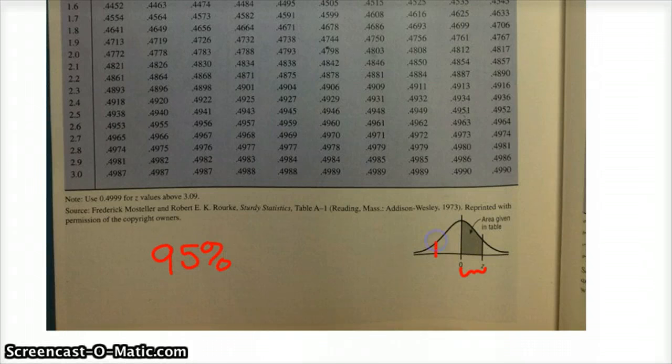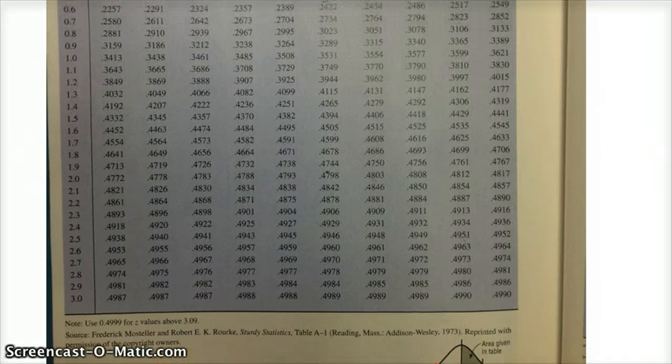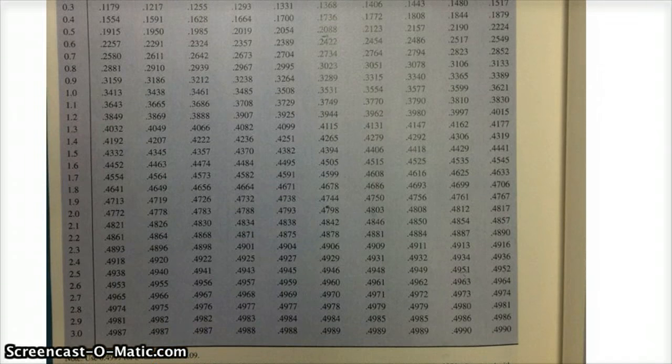So that's really from here to here for 95%. Well, this table only gives half of that. So we'll divide that by 2, which is 47.5%, which would be 0.475 in this table. And so we'll go find that number in here. So 0.475.